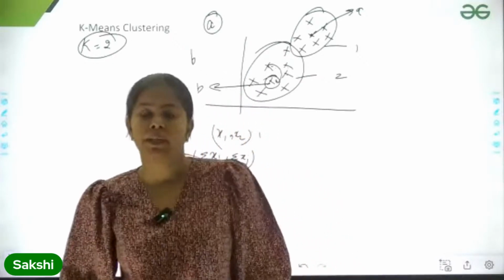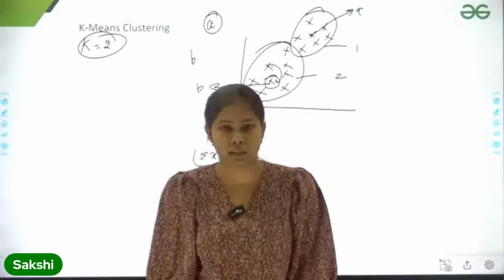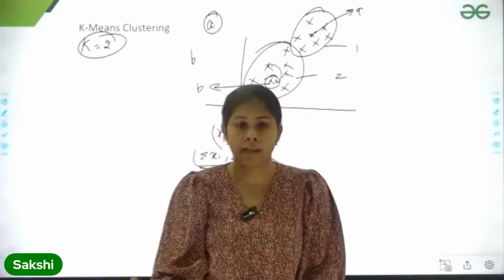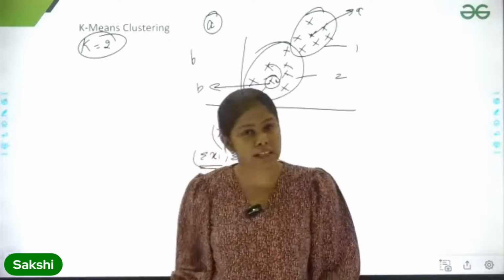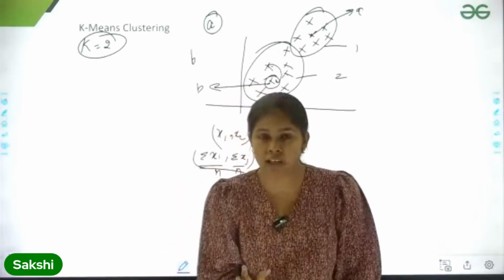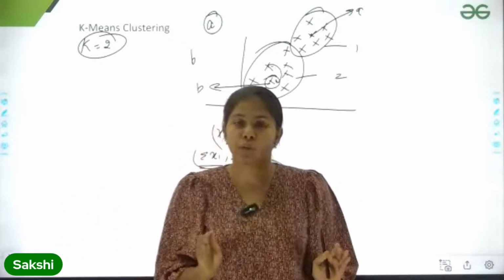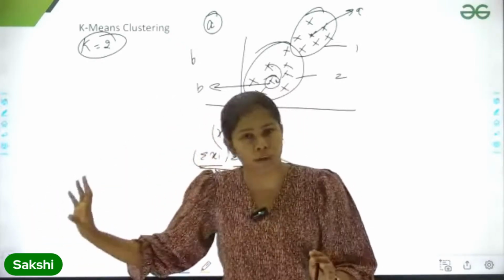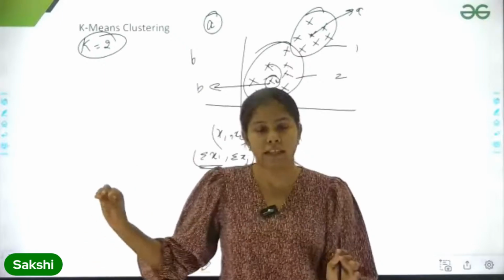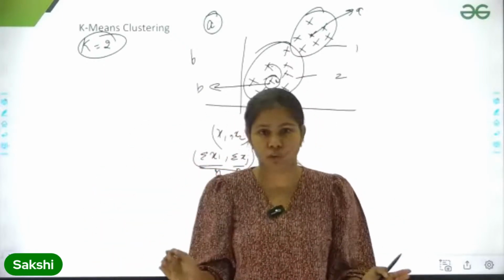So what is happening here? Let me tell you in general. Let's suppose I have to form k clusters in a data set. What would I do? I'll take any general k points. I have to form k clusters corresponding to those k points. So what would I do? I'll find, for all the points in the data set given to me, the distance of those points from these k points which I chose at the start.